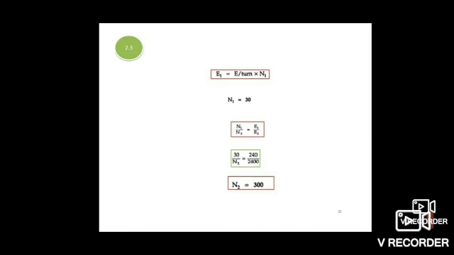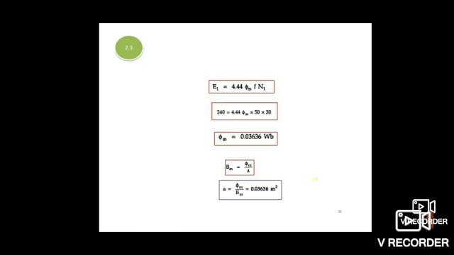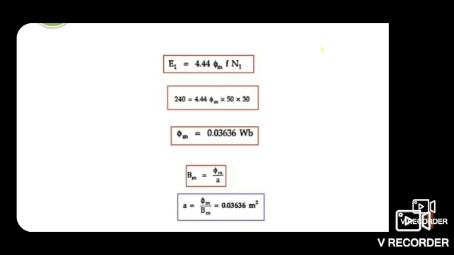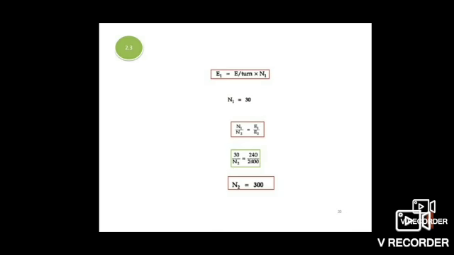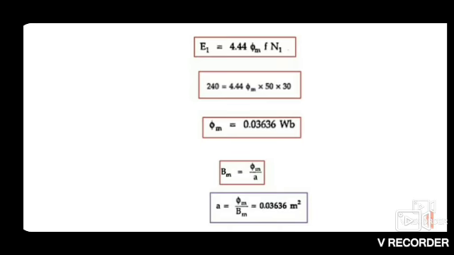Again I will repeat the procedure. First we use the formula E1 equal to ET into N1, from which we can find the value of N1. Then from the formula N1 divided by N2 equal to E1 divided by E2, we can find the value of N2. Then by the EMF equation E1 equal to 4.44 phi m into F into N1, we can find the value of phi m. Then Bm equal to phi m divided by A, so A is equal to phi m divided by Bm. The answer is 0.03636 meter squared. Therefore the final answers are N1 is 30, N2 is 300 and area is 0.03636 meter squared. Thank you.